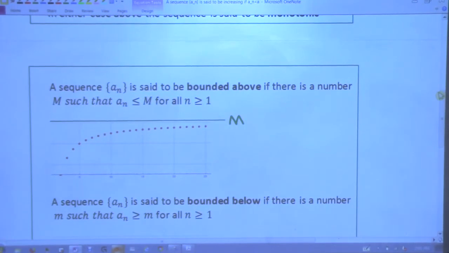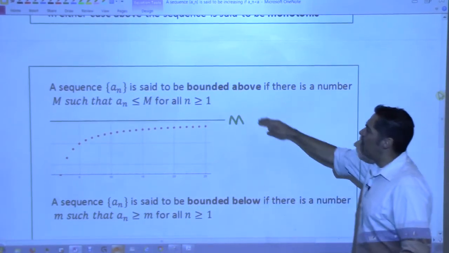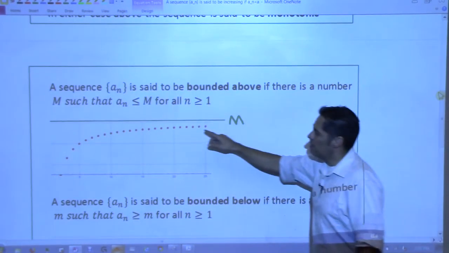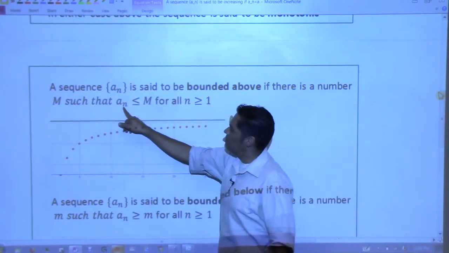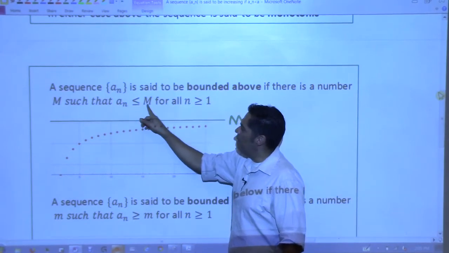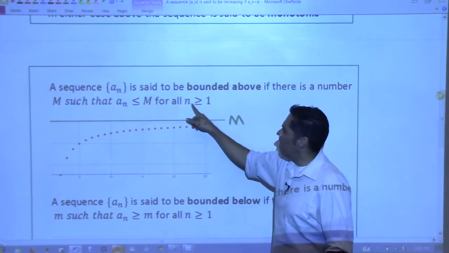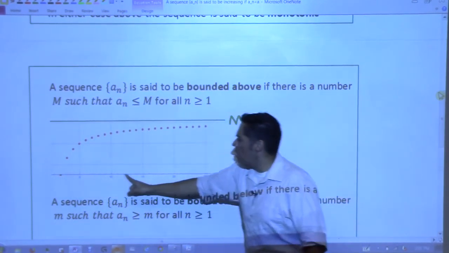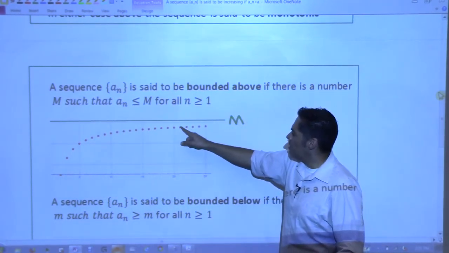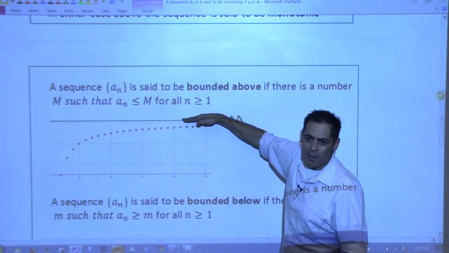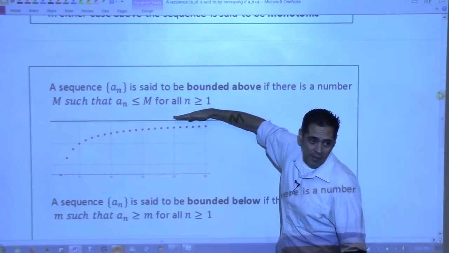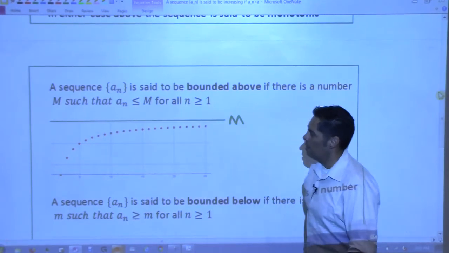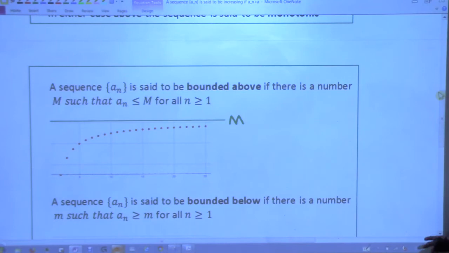A sequence, a sub n, is said to be bounded above if there is a number, capital M, such that the sequence is always less than or equal to M for every little n bigger than or equal to 1. All this is saying is go anywhere you want, look at your point, it's going to be smaller than or equal to some capital M. So it is bounded above. It's like there's a ceiling, right? Your sequence never goes above that ceiling. In that case, you're bounded above.